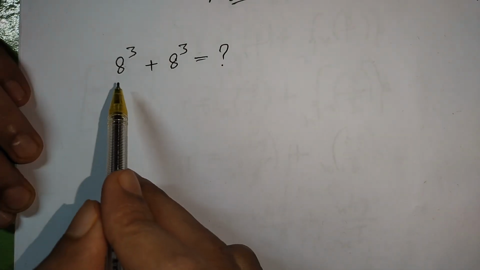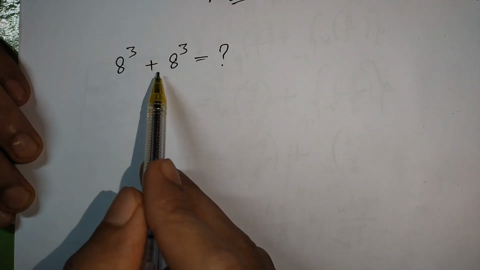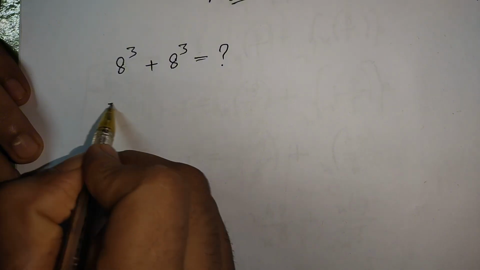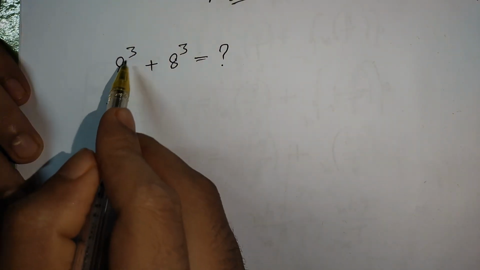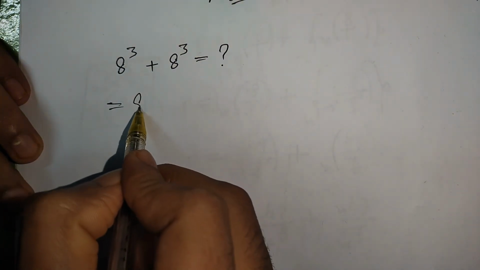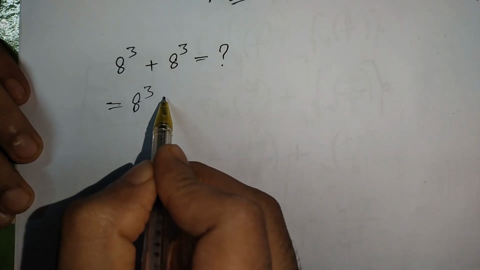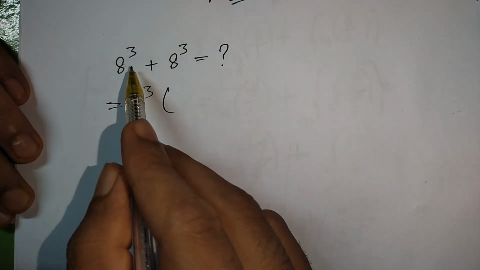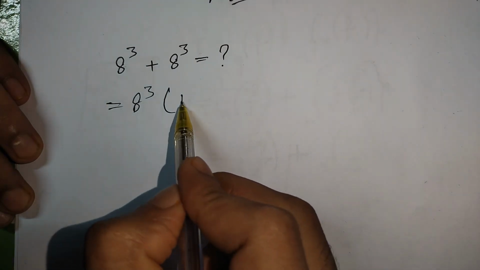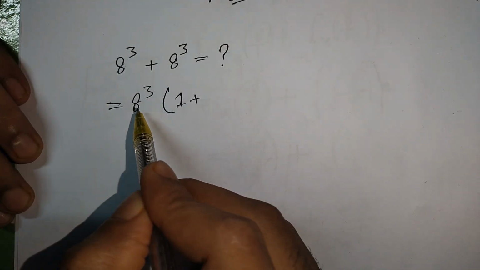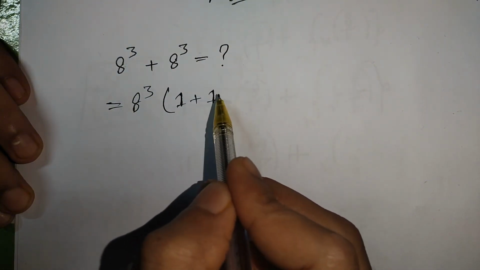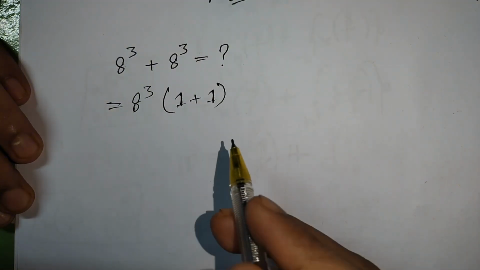How to simplify 8^3 + 8^3 is equal to what? First of all, we take common 8^3. So we can write here 8^3, bracket start, then 8^3 divided by 8^3, that means 1, plus the same 8^3 divided by 8^3, that means 1. Bracket close.